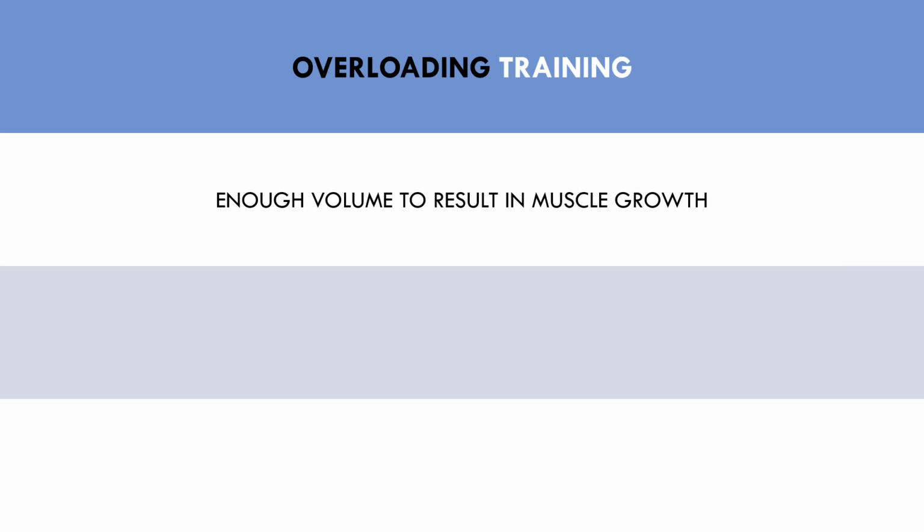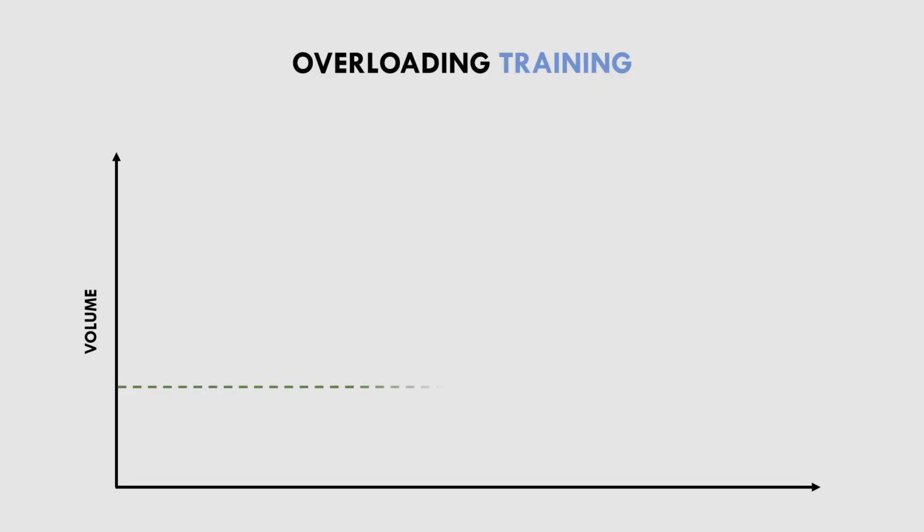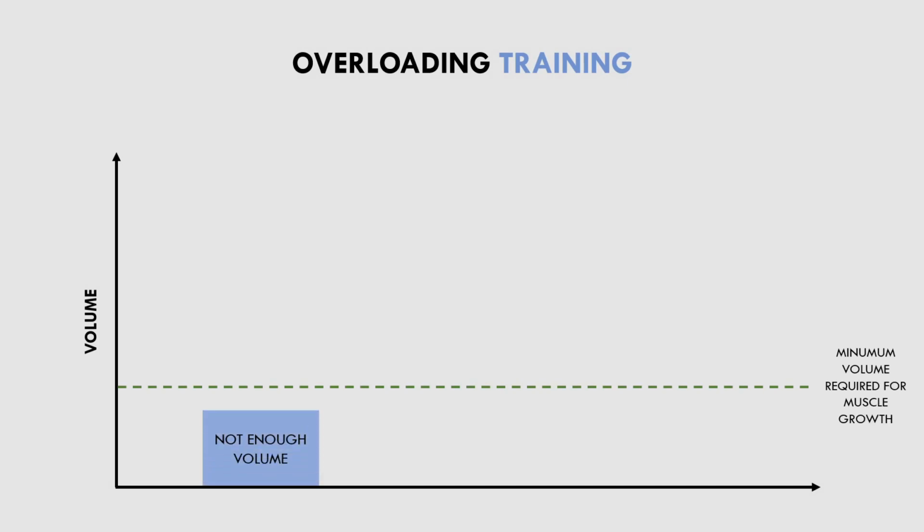Because muscle growth takes such a long time to achieve, it is very difficult to actually quantify if your current volume level is in fact overloading. However, we can use general indicators that training is overloading, like muscle soreness, strength performance over time, and subjective exertion. So basically there is a minimum level of volume required to see hypertrophy adaptations take place at all. Training with a volume lower than this minimum threshold simply won't allow any muscle growth to occur.